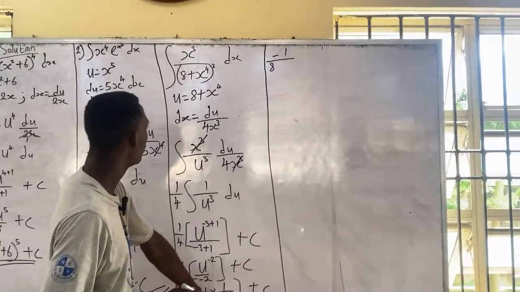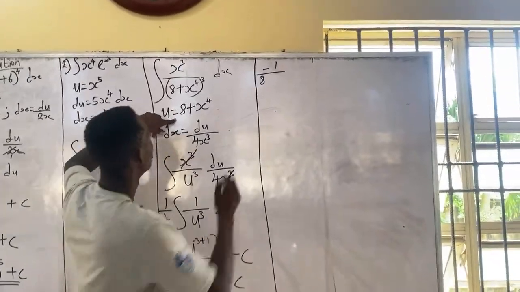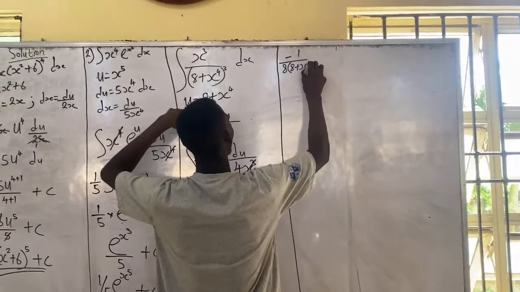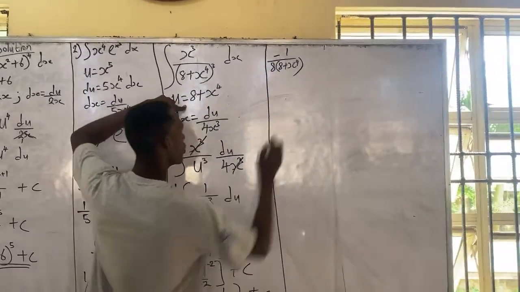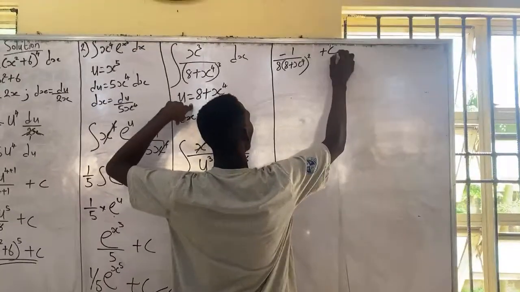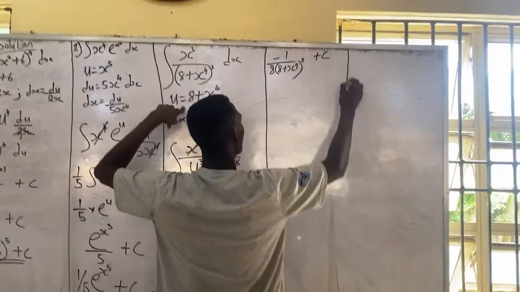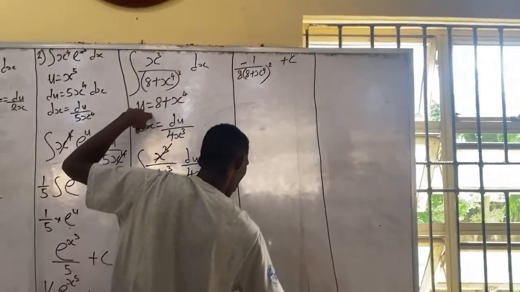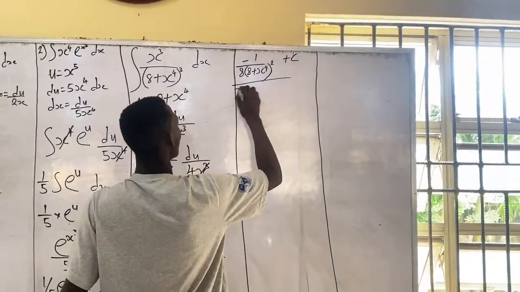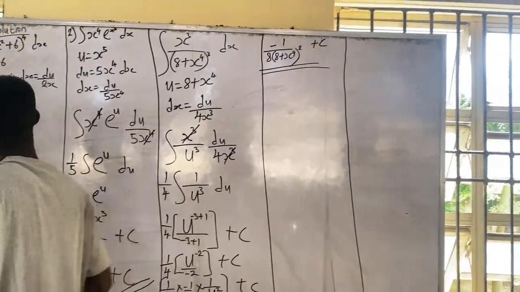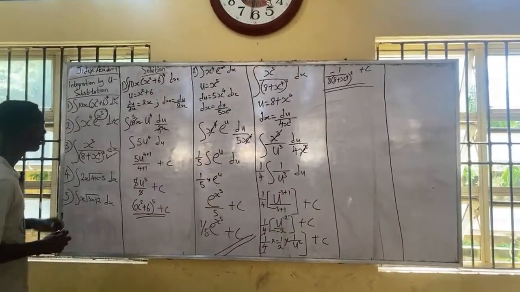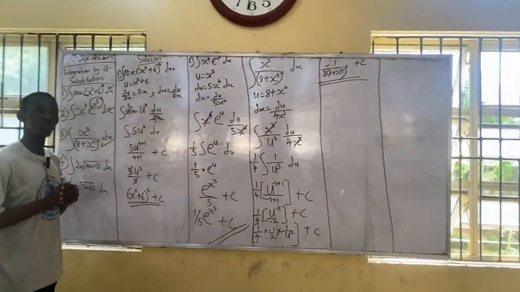Then our u initially is equal to what? Let's open the bracket for it: 8 plus x to the power of 4. Then the power here is square. Then we can add our plus c. Then you can say this is our final answer. So we are done with question 3. Like I said, I won't be taking much of your time today.